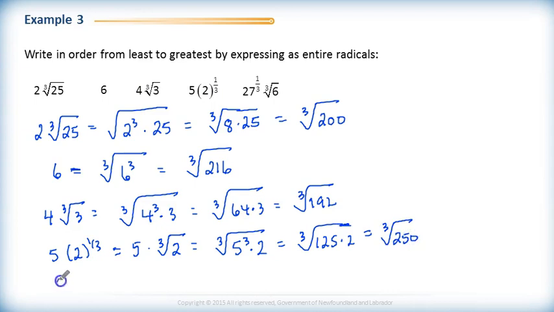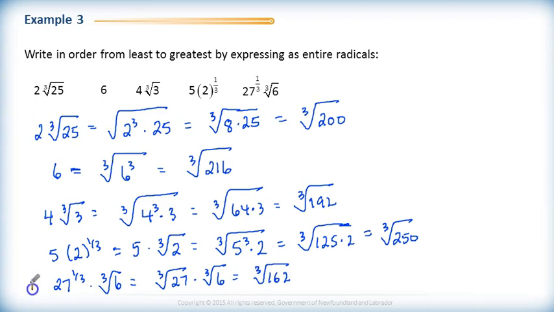In the last case, we've got 27 exponent 1/3 times the cube root of 6. That 27 exponent 1/3 is the cube root of 27 times the cube root of 6. We can go ahead and multiply the 27 by the 6 because they both have the same index on their radicals. And 27 times 6 is the cube root of 162. Therefore, this one is the smallest.